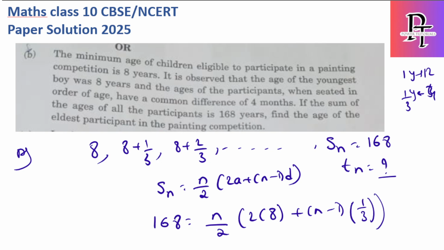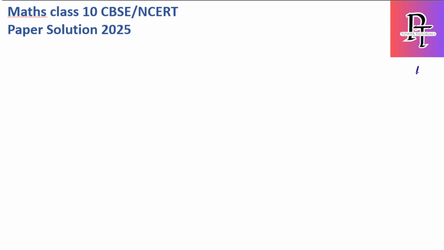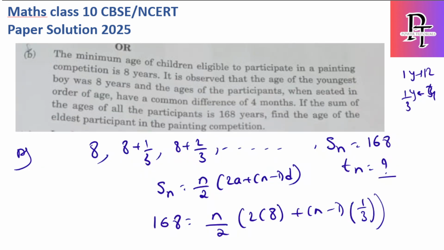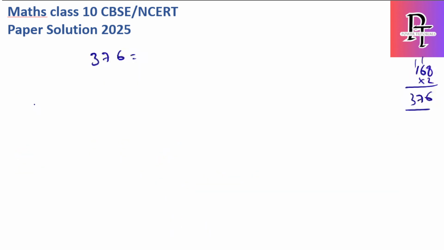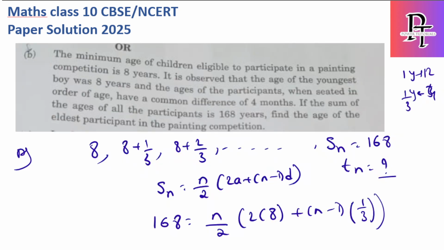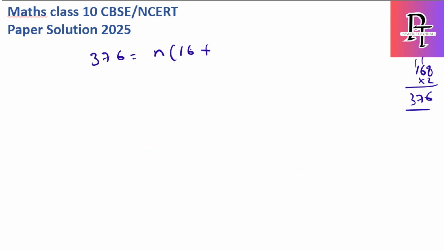Taking 2 to the other side, 168 into 2, I'll just cross check: 168 into 2 is 336. So it is 336 is equal to n into 16 plus n by 3 minus 1 by 3.